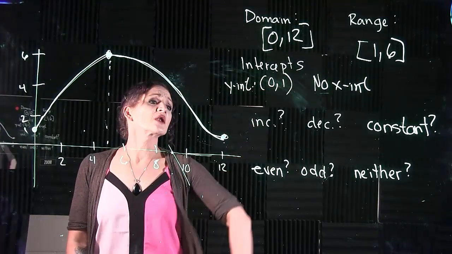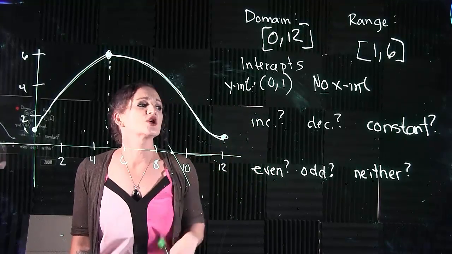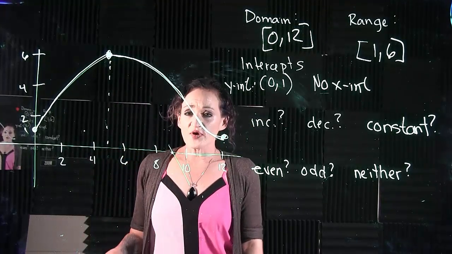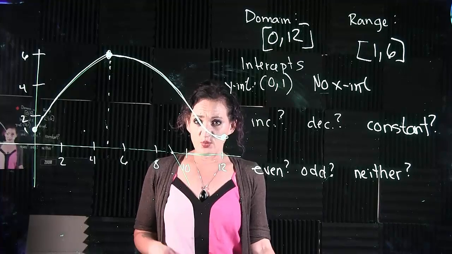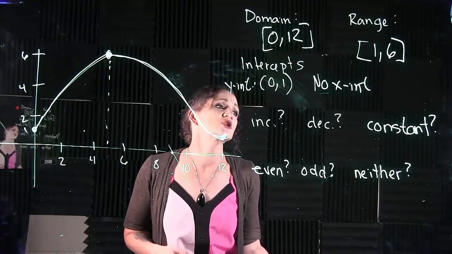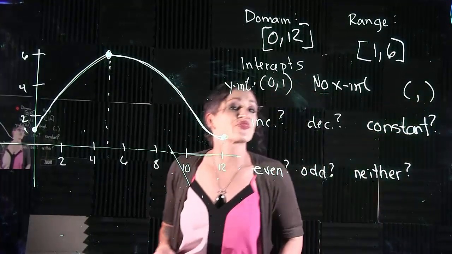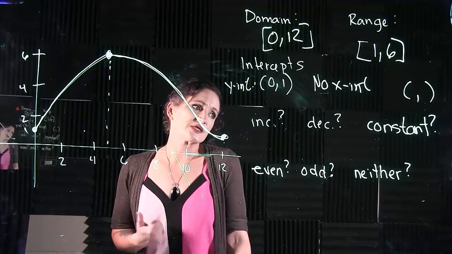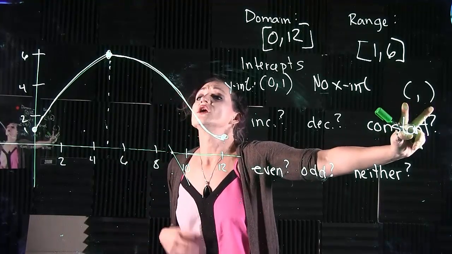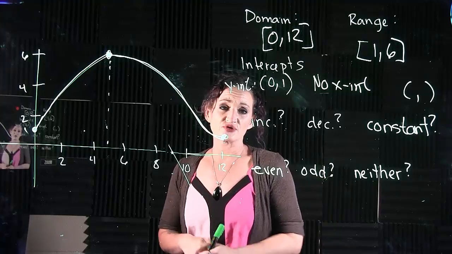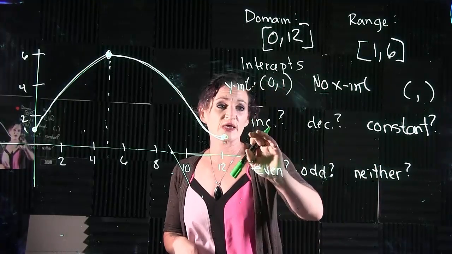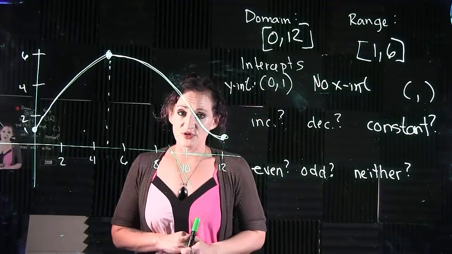For the next thing, we're going to look at where is it increasing, where is it decreasing, where is it constant. For increasing, decreasing, constant, we write our answer in interval notation using only parentheses. Increasing, decreasing, constant is always open-ended, so you always use parentheses for that notation. You will never use brackets for increasing, decreasing, constant notation.